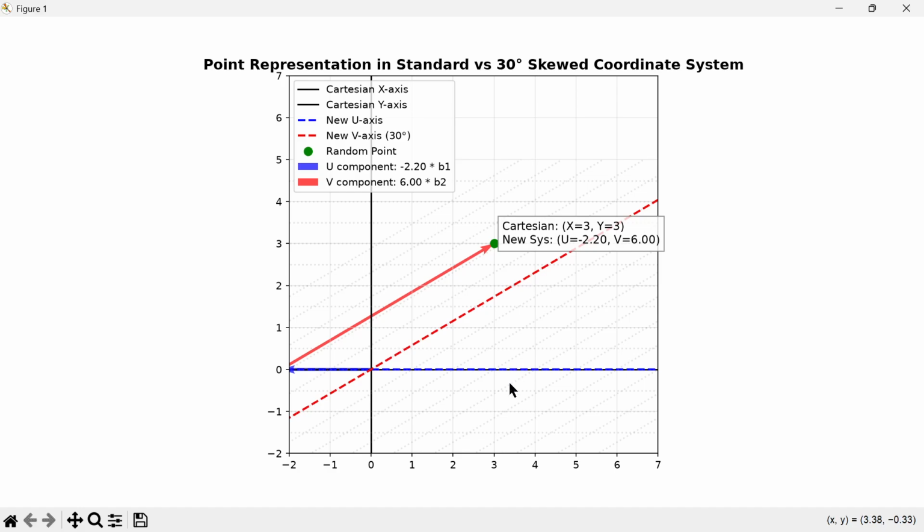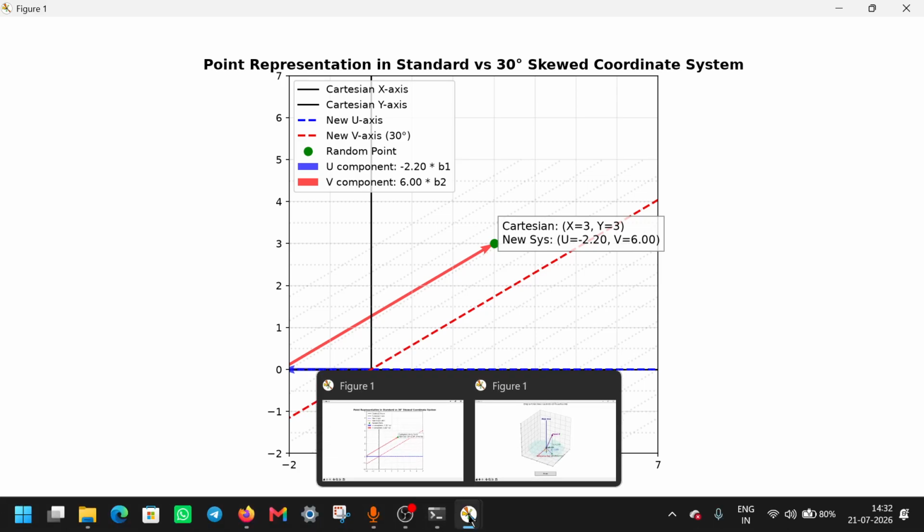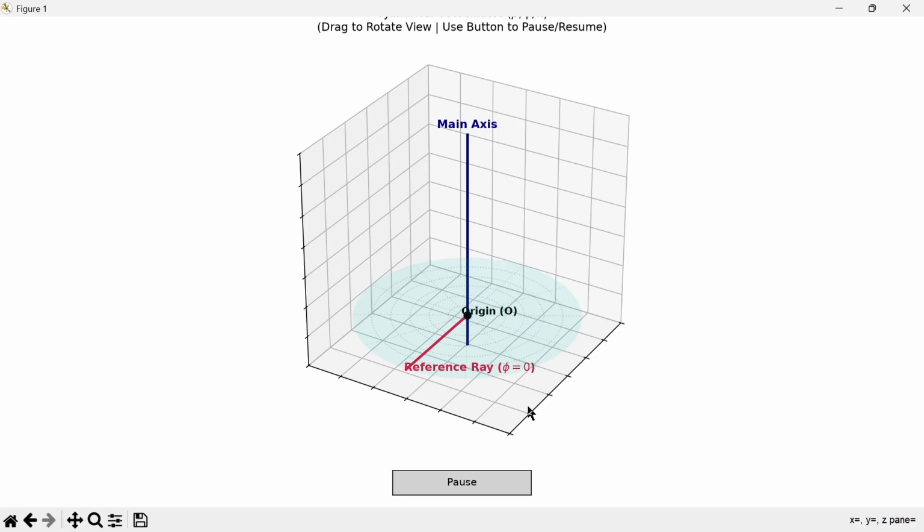Now for the main part of the video, the cylindrical coordinate system, we need 3 coordinates, right? Since we live in a 3D space, we require 3 coordinates to map a point in 3D space. We have rho, phi and k. Here I'm going to introduce you to the cylindrical coordinate system independent of the Cartesian system. As you can see, there is no x, y or z. We have a main axis and a reference ray that is perpendicular to the main axis.